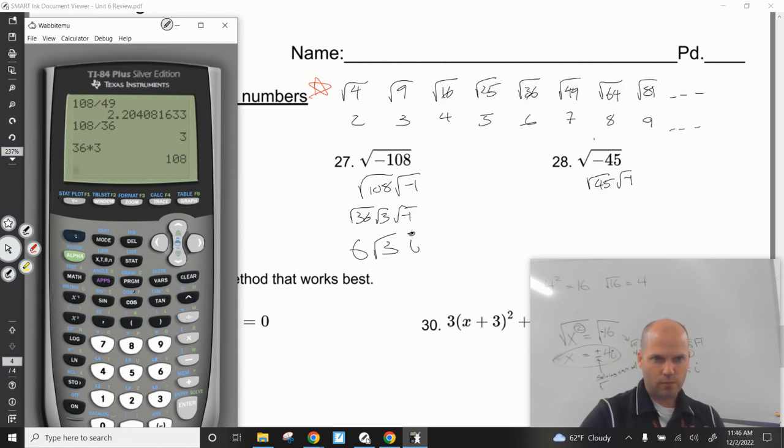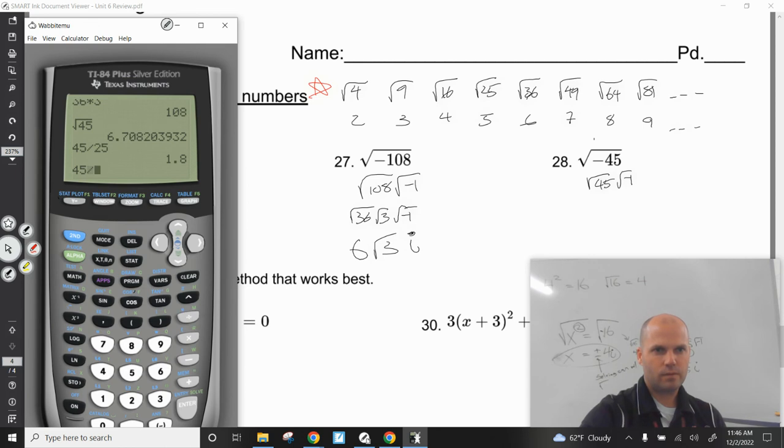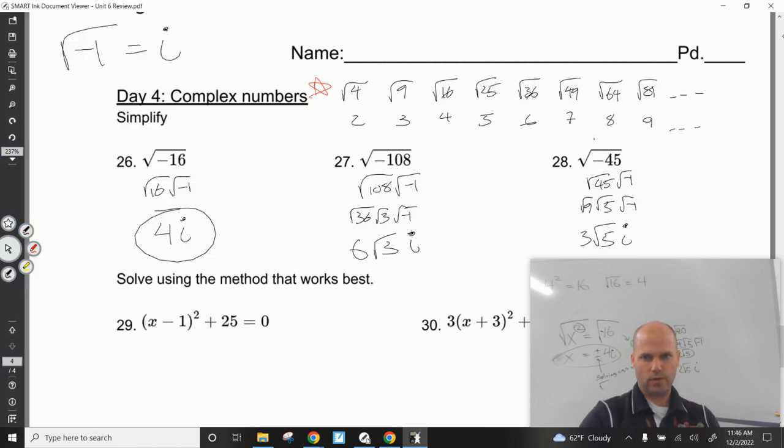Can I take the square root of 45? That's always what we try first. No. Can 45 be divided by 25? 16? 9? Yes. 9 times 5 is 45. Root 9, root 5 is root 45. 3 root 5 i is the same as the square root of -45.